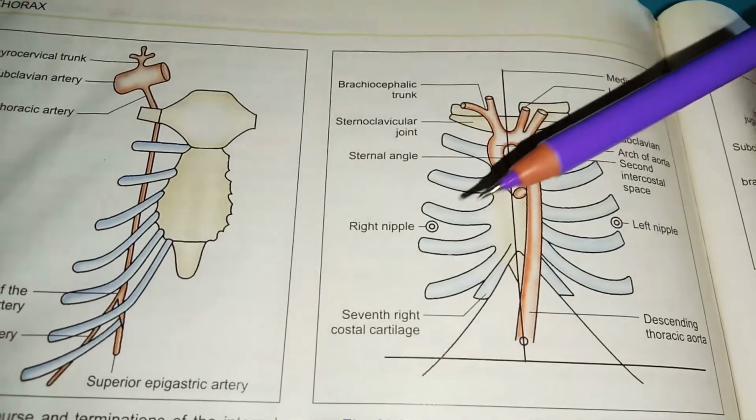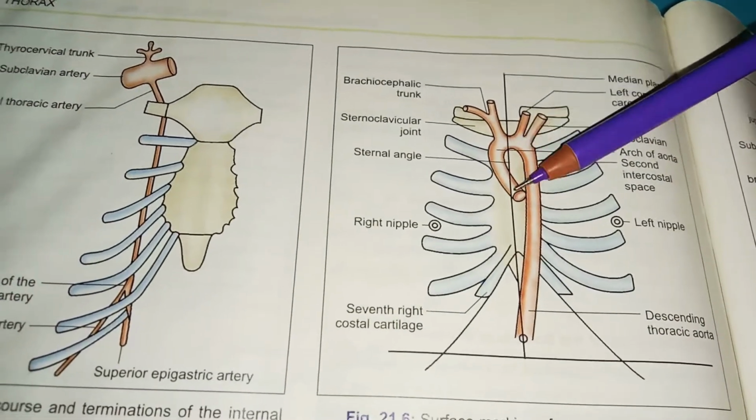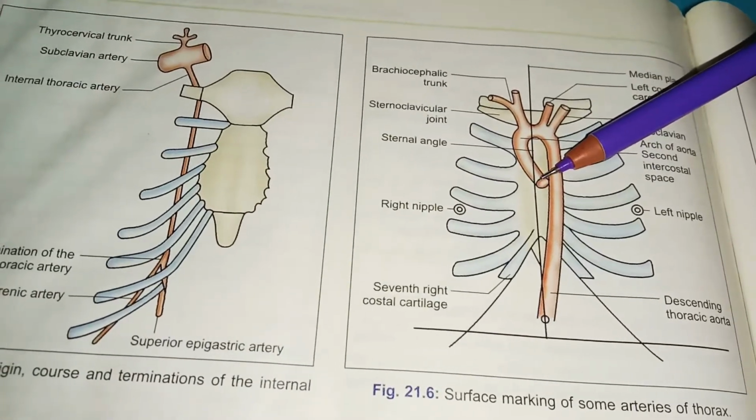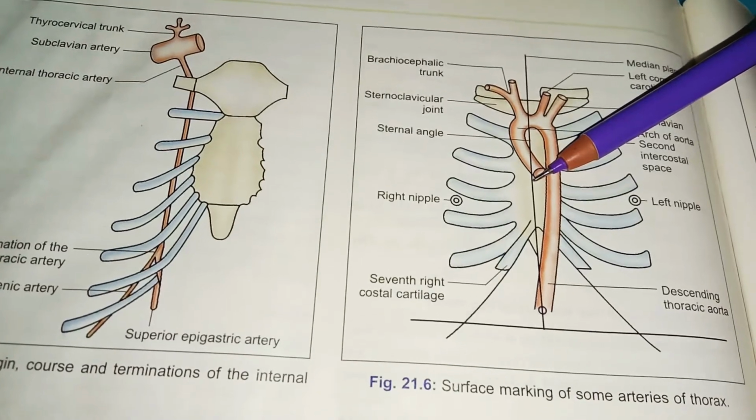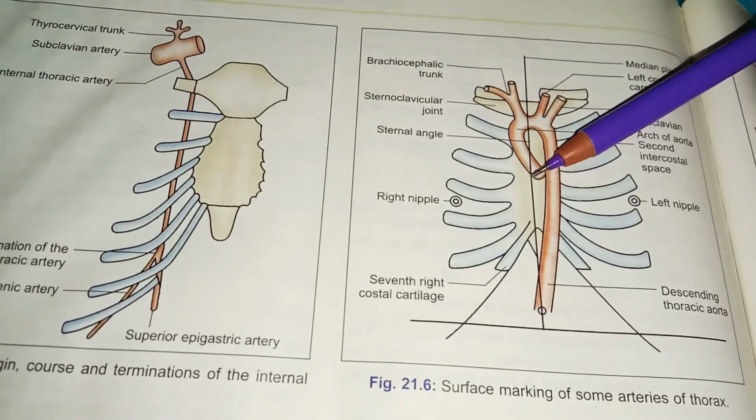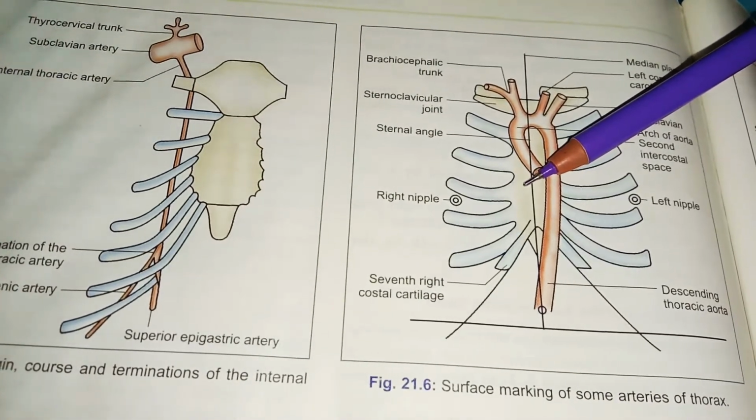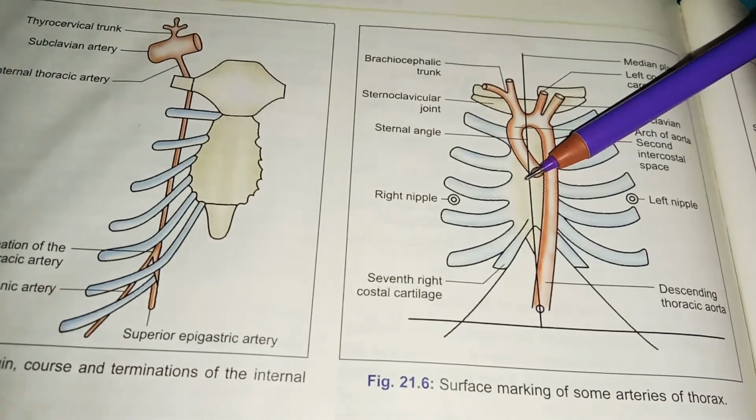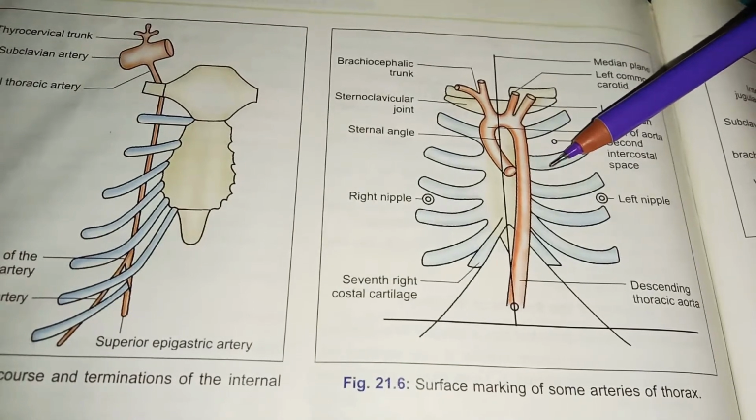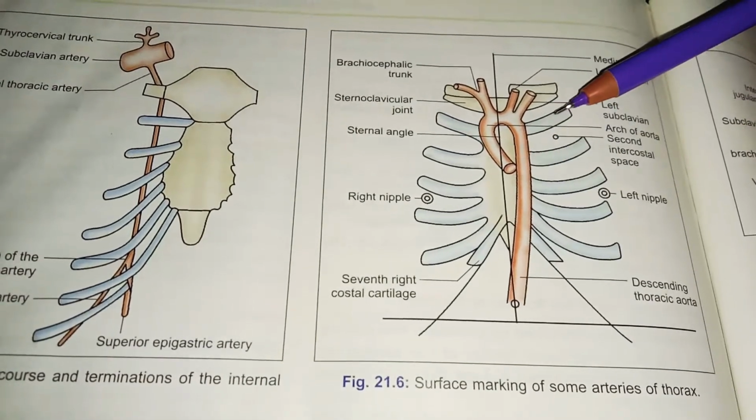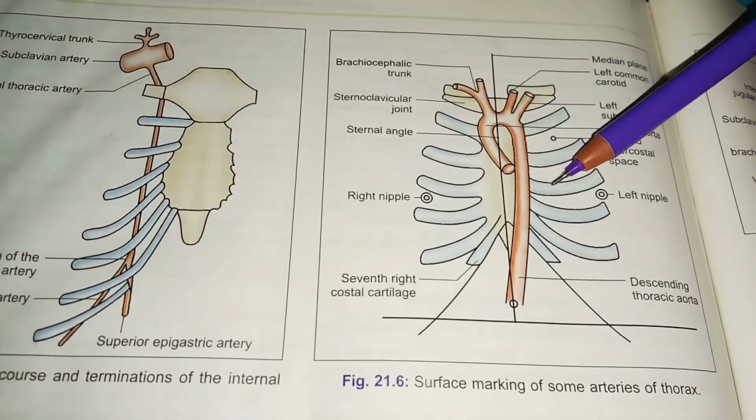Now we will check out the ascending aorta. You know this is the ascending aorta. Its first mark is the aortic orifice by a slightly oblique line running downward and to the right over the left half of the sternum, beginning at the level of the lower border of the left third costal cartilage. So it begins at the level of the left third costal cartilage. You can see here, this is 1, 2, 3. This is the left third costal cartilage.